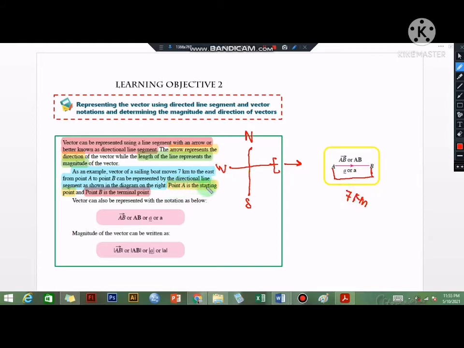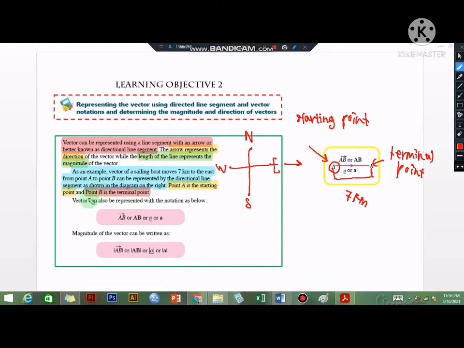Point A is the starting point. This is what we call point A, the starting point. And point B is the terminal point. Okay, remember this one: this is the starting point and this is the terminal point.